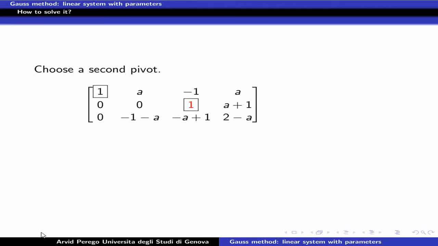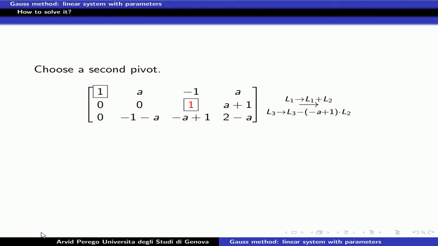Recall that in the Gauss algorithm, once you have chosen a pivot on some particular line and some particular column, you cannot use that column and that row any longer to choose a new pivot. Now we use this 1 to erase the entries which lie on the same column, so the minus 1 above and minus a plus 1 below.